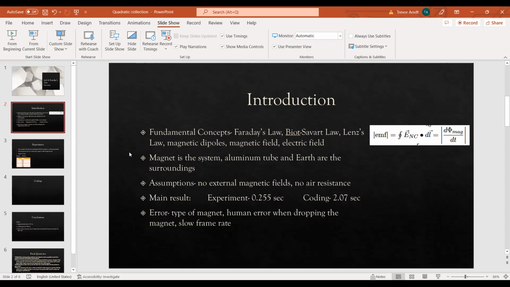And I believe that's mostly due to the type of magnet. I bought my own magnet, and I believe that the magnetic dipole was across the short side instead of the long side, which would have caused significant error. But there also could have been human error when dropping the magnet or a slow frame rate on my phone, and I could have counted the seconds wrong.